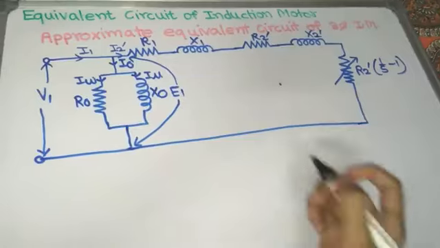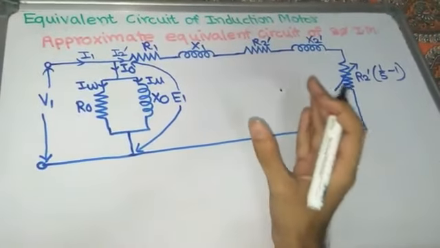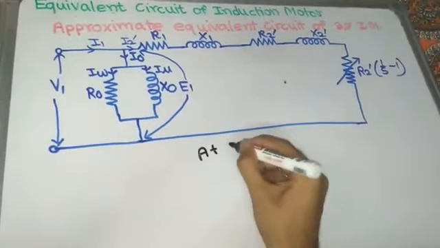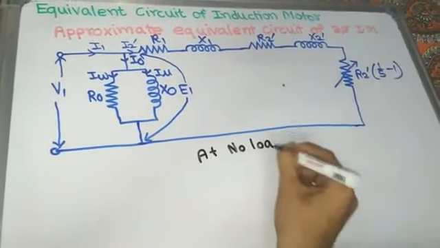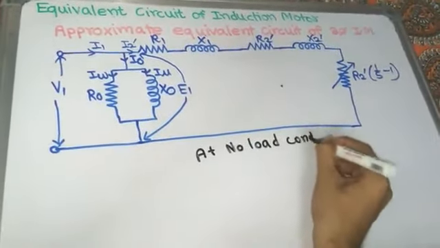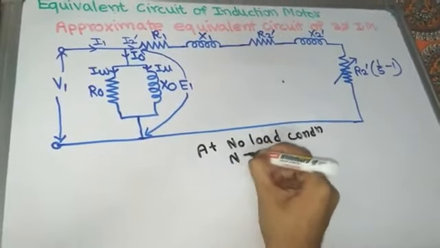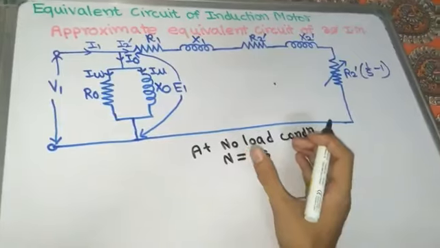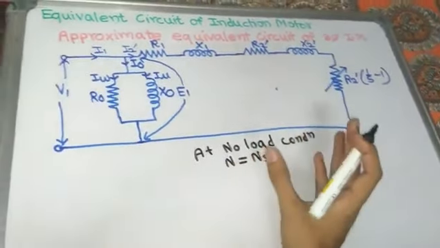Okay. Now we can analyze the equivalent circuit of the three-phase induction motor. At no load condition of the three-phase induction motor, N is approximately equal to Ns. Not exactly equal to Ns, but assume that it is approximately equal to Ns.